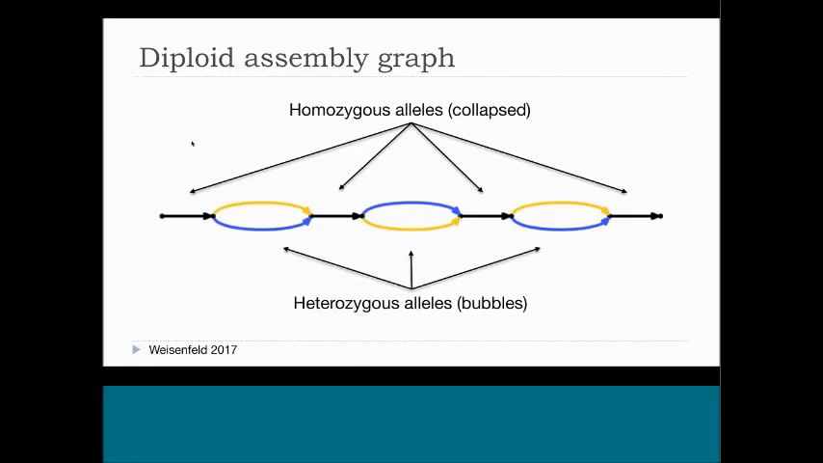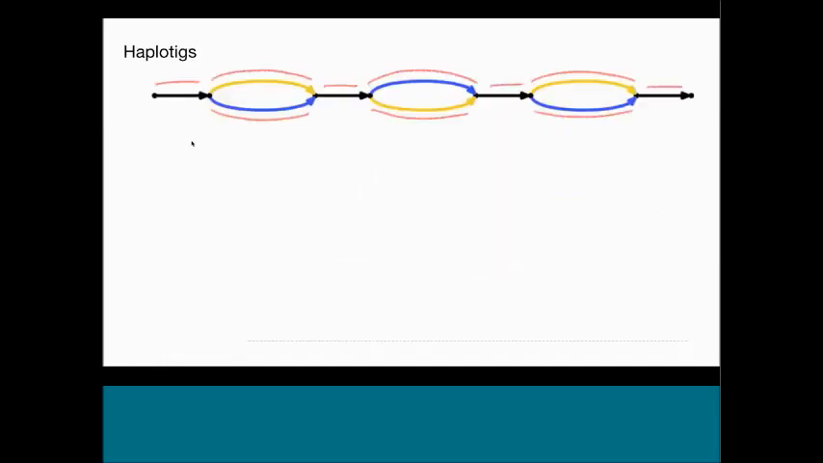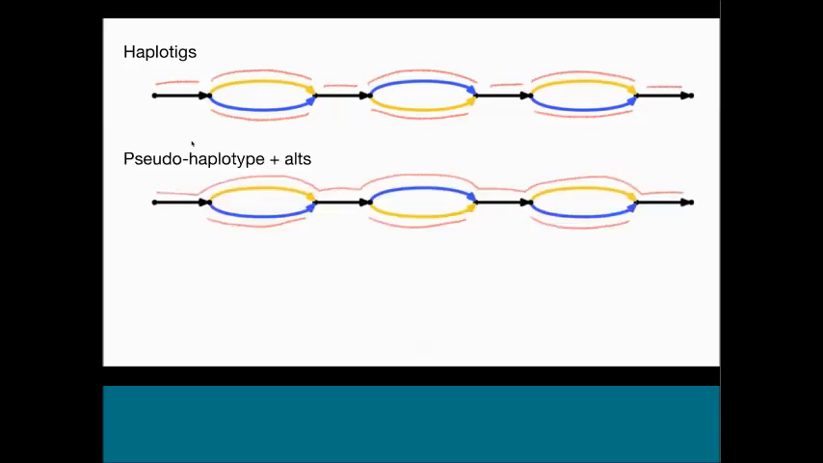But without sufficient long-range information, you can't fully separate the haplotypes, and so you end up with bubbles that are interspersed with these collapsed homozygous alleles. And so, some terminology for dealing with these things: if you've heard the term haplotigs, usually I think of haplotigs as haplotype-specific sequence, so a sequence that represents either a homozygous allele or one haplotype out of the genome. Here shown in red, each of those little red lines would represent what I think of as haplotigs from this diploid assembly graph.